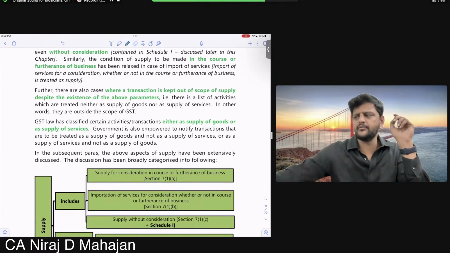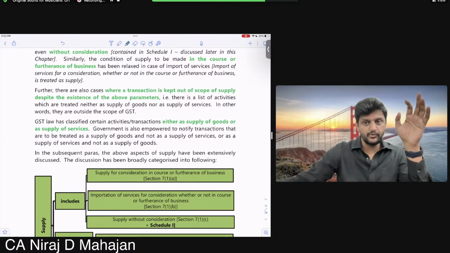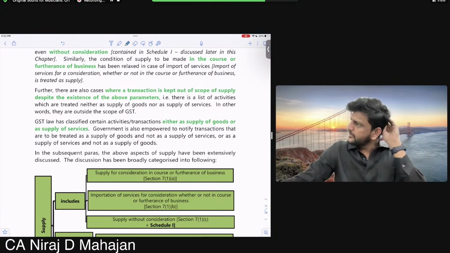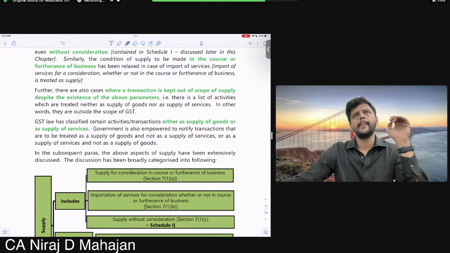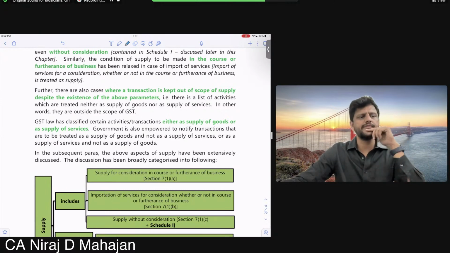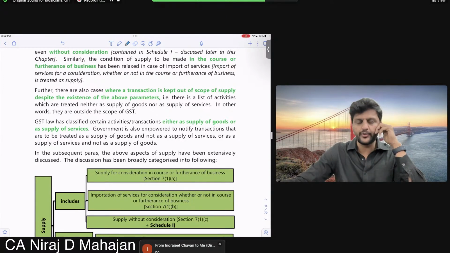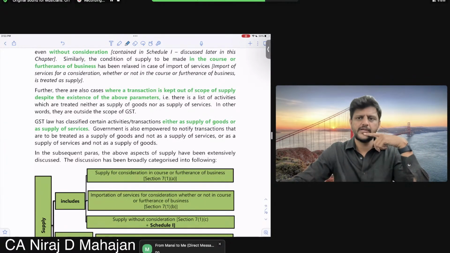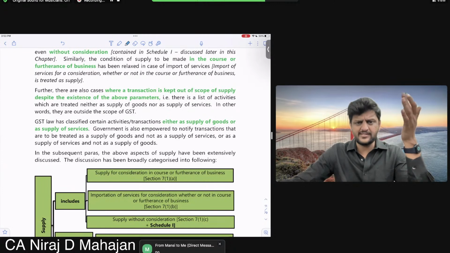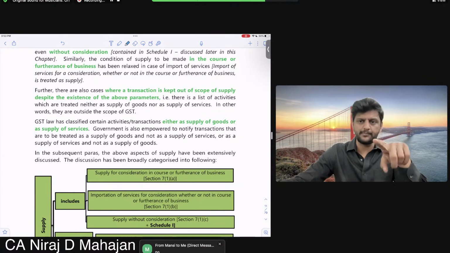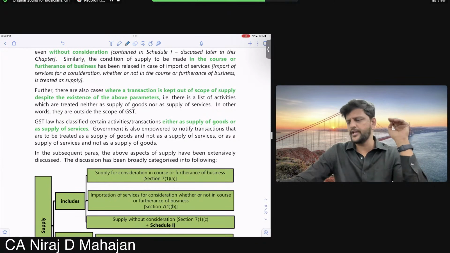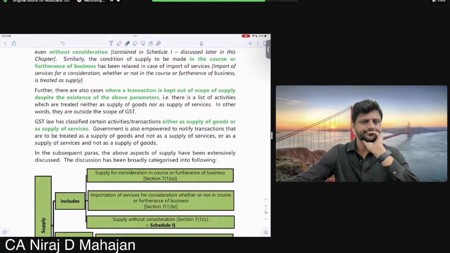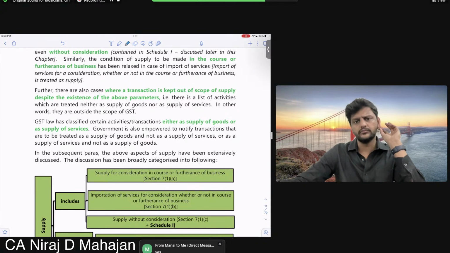In import of services, let me just quickly repeat. You have the textbook in front of you, that's why you can navigate quickly, okay? In import of services, is it important that it be in the furtherance or course of business? In case of import of services, is it important that it should be a business related import of service? Answer is no. Okay, so they're just discussing that. Can there be a case that it is a supply even without consideration? Can there be a case? Yes. Schedule.